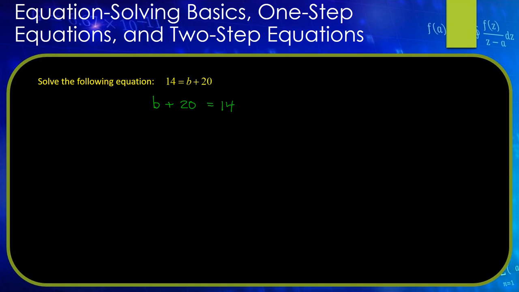I do want to get b alone, so I've got to get rid of that addition of 20. So I'm going to subtract 20 from both sides of the equation. On the left-hand side, the b, of course, is left alone. 14 minus 20 is negative 6. And that's what the answer is. So, on to the next question.